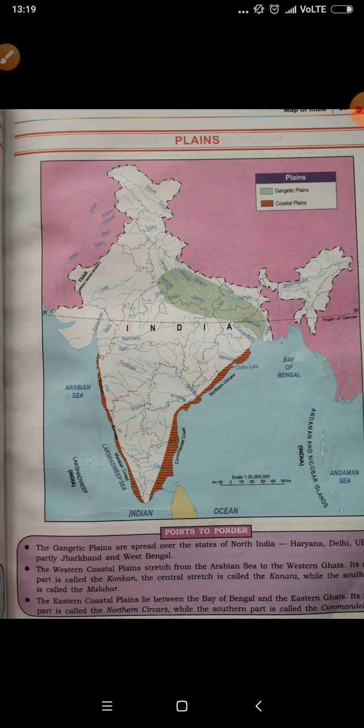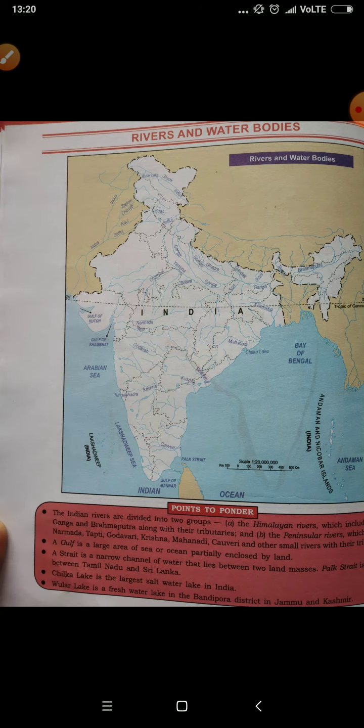Then we have to keep in mind that the Gangetic plains are spread over the states of North India: Haryana, Delhi, UP, Bihar, and partly Jharkhand and West Bengal. The western coastal plain stretches from the Arabian Sea to the Western Ghats; the northern part is called the Konkan, the central part the Kanara, while the southern part is called Malabar. The eastern coastal plain lies between the Bay of Bengal and the Eastern Ghats; the northern part is the Northern Circars, while the southern part is called the Coromandel Coast. So all this we have to keep in mind.